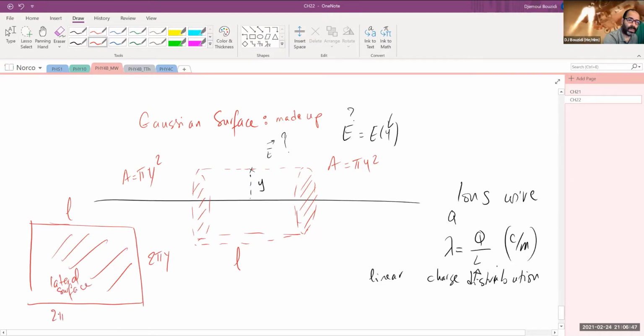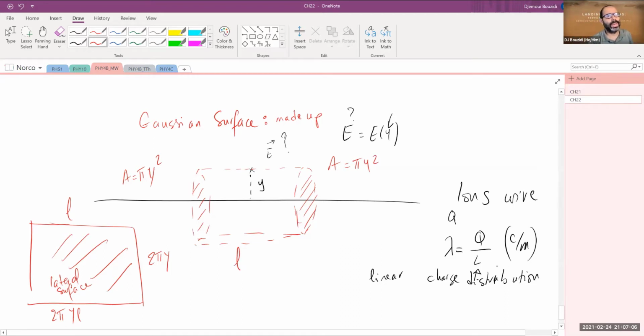Of a cylinder, which is just 2 pi YL. Do you guys agree? Yeah. So that's basically what I did. I made up a shape that does not exist as part of the problem. We added it to the problem so that we can carry out that integration. Once we do that, then we know the charge enclosed divided by epsilon naught, and then we're in business.